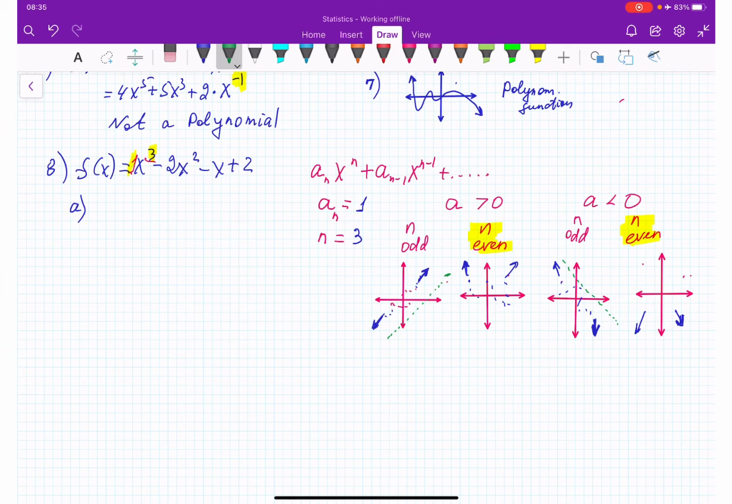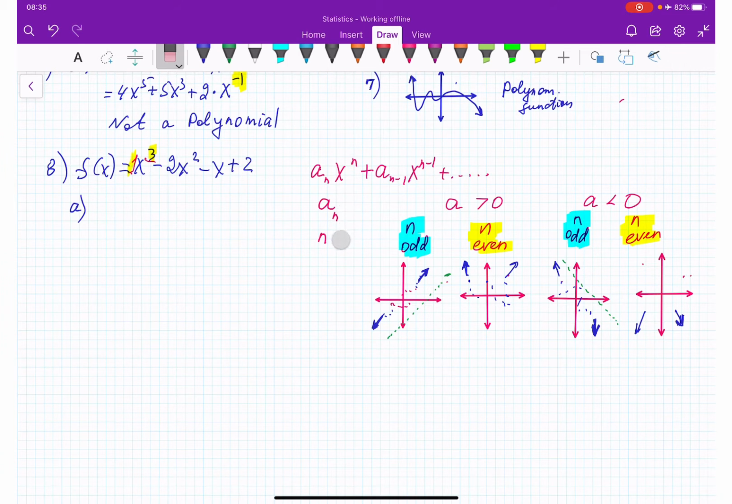All right, so n is odd. If a is positive, then it's increasing, growing. If n is odd and a is negative, then the graph is going down. Okay, so this is end behavior. Now let's apply it to our case.